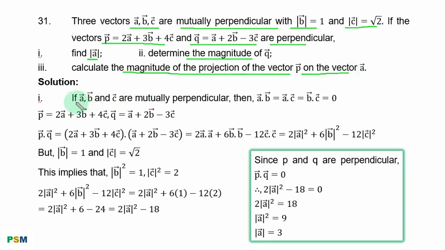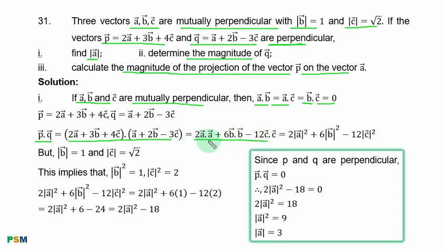Solution: if the vectors A, B, and C are mutually perpendicular, then the dot product of A and B, A and C, B and C, is equal to 0. For us to get the magnitude of vector A, we have to find the dot product of vectors P and Q since they are perpendicular. This is the dot product. When you simplify by expansion, you have these results.